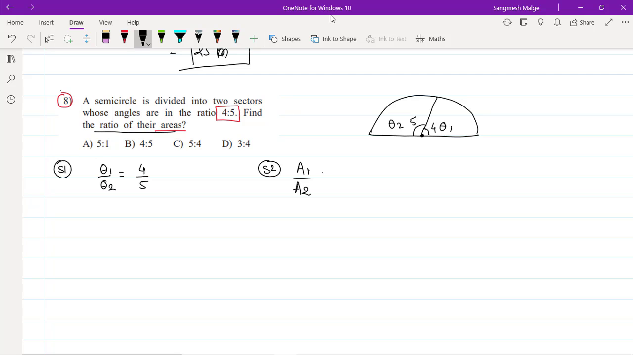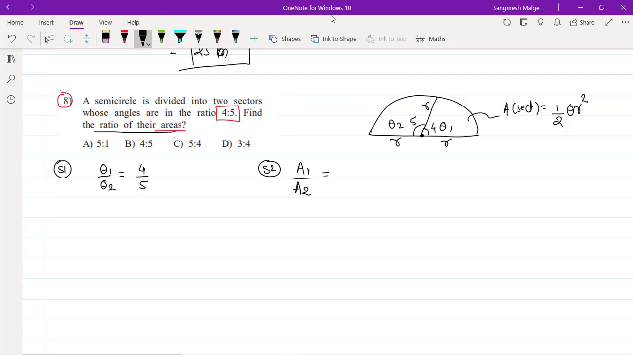What is the formula for the area of the sector? 1/2 theta r square. Then what will A1 be? And tell me, in these two sectors will the radius remain the same or does it differ? It is the same, because this is a part of the same semicircle. If it is r, this will be r and this will be r only.